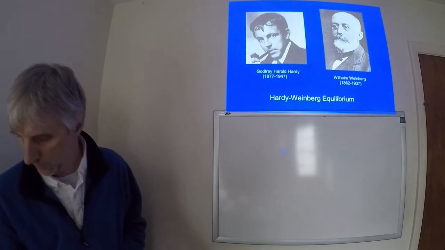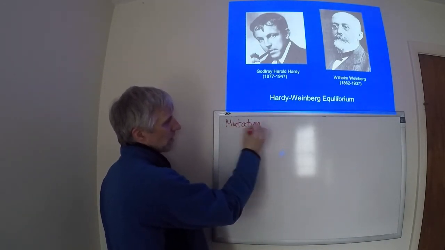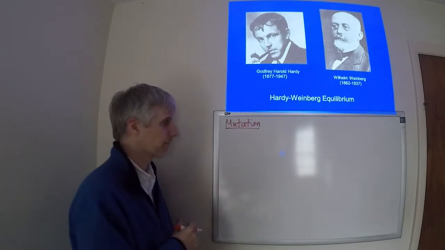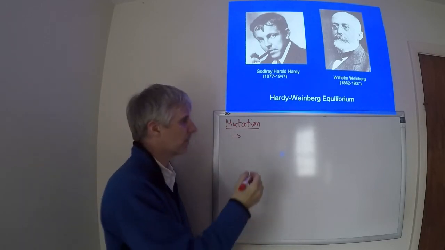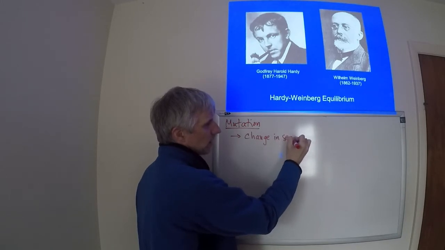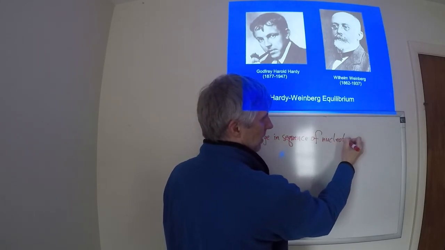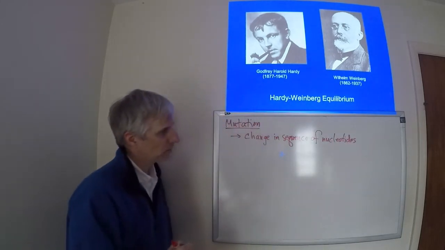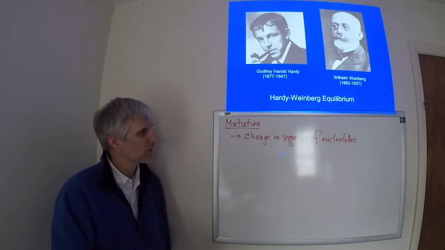All right, so let's pick up the first evolutionary force here. Let's call it mutation. Recall what a mutation is. A mutation is a change in the sequence of nucleotides within a DNA molecule, right? Or we could talk about changes in RNA sequences with respect to RNA viruses like HIV, but it's a change in the sequence of nucleotides.